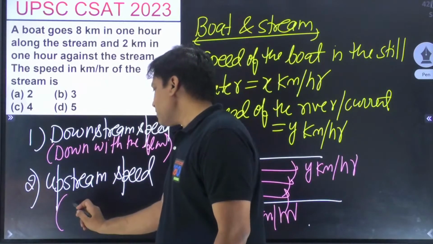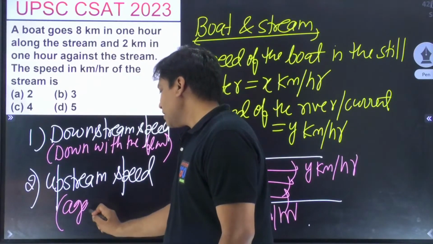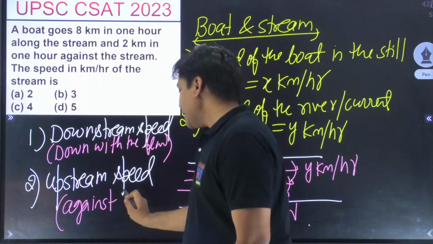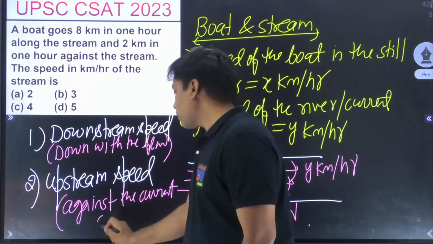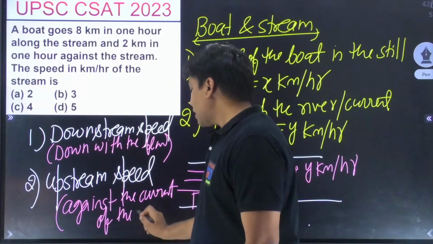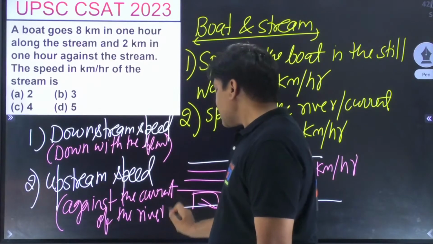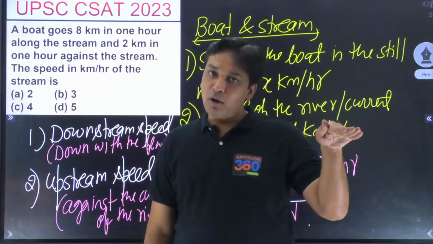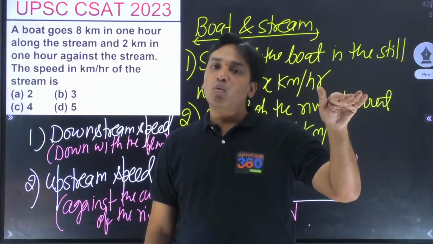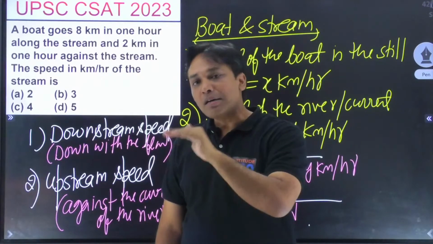And what is upstream? Upstream is against the current of the river. Against the current of the river. तो डाउनस्ट्रीम में क्या होगा? रिवर सपोर्ट करेगा बोट को, whereas upstream में क्या होगा? The river will certainly be opposing the boat.